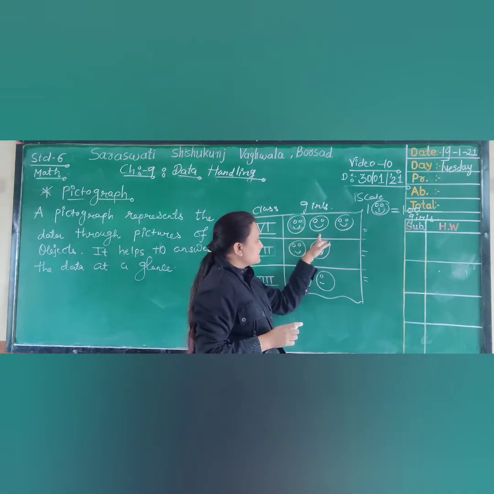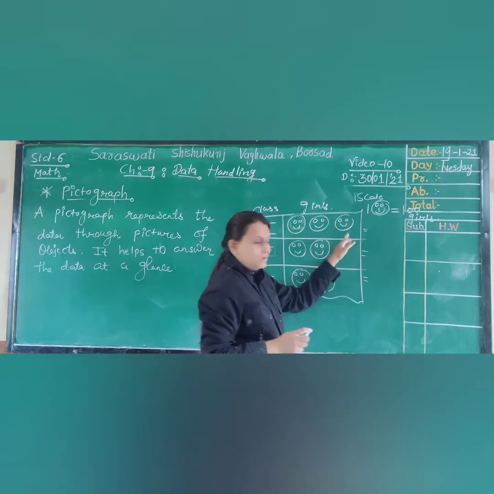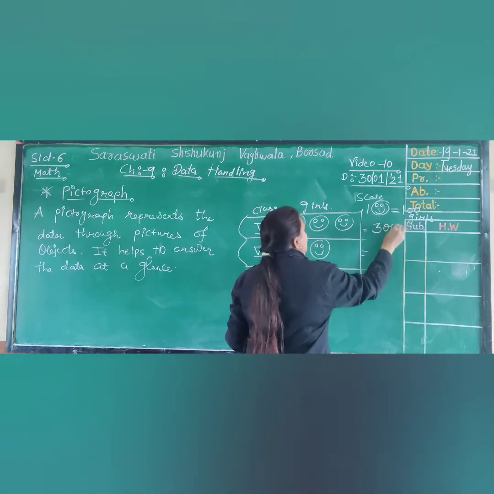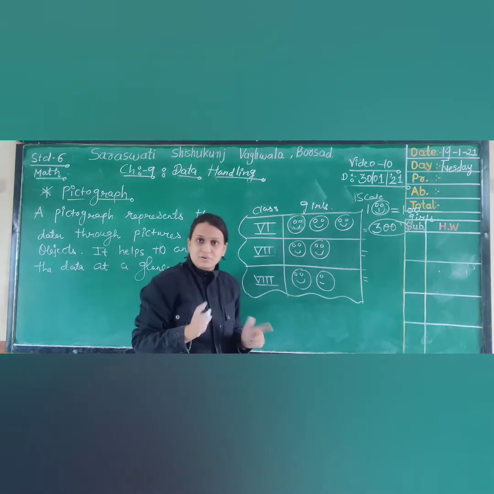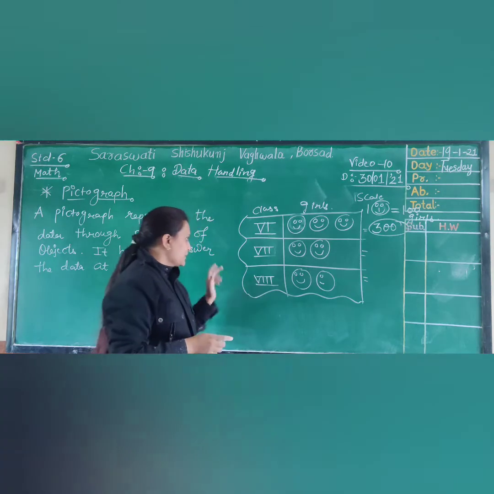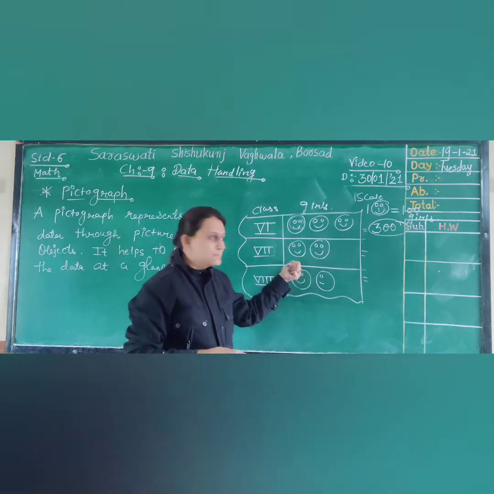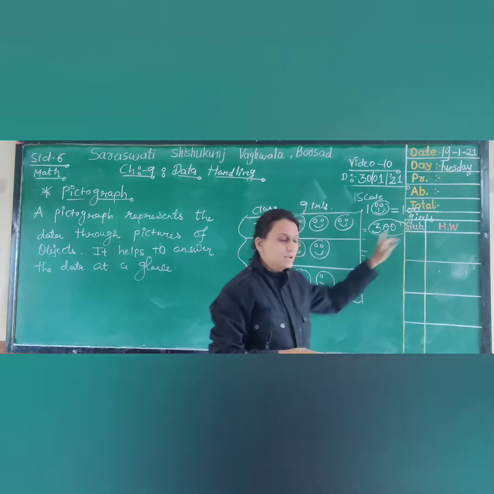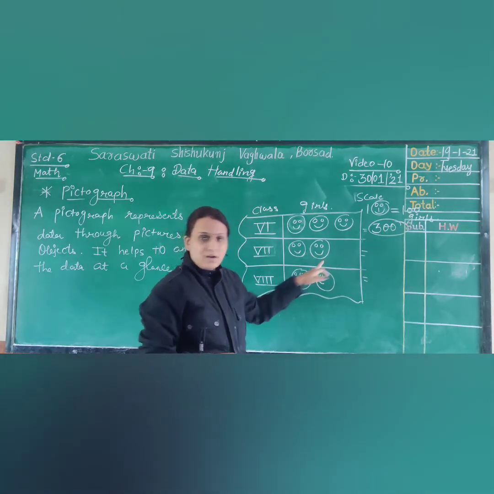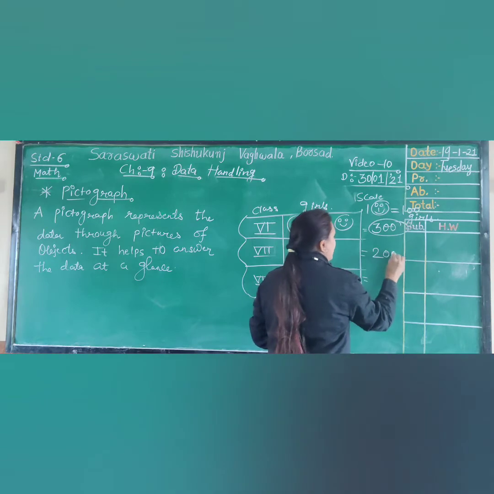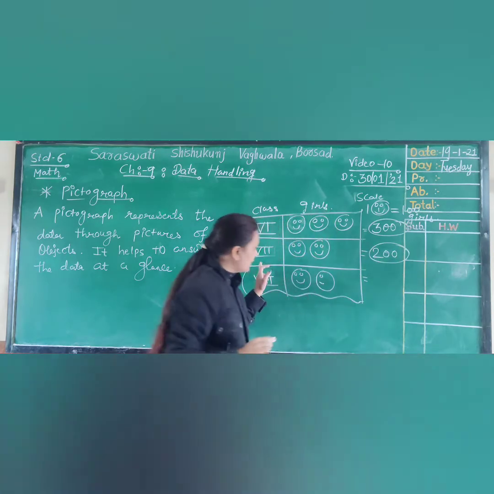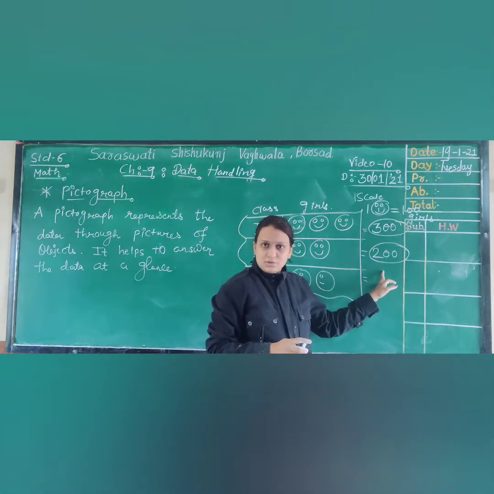So 100 plus 100 plus 100, so 300. So in class 6 there are a total of 300 girls. Then in class 7 we have been given 2 smileys. One smiley is equal to 100 girls, so here 100 plus 100 is equal to 200. So in class 7 the total number of girls is 200.